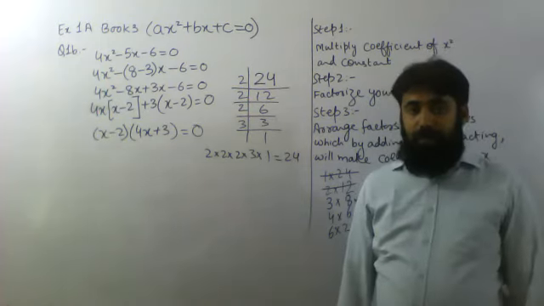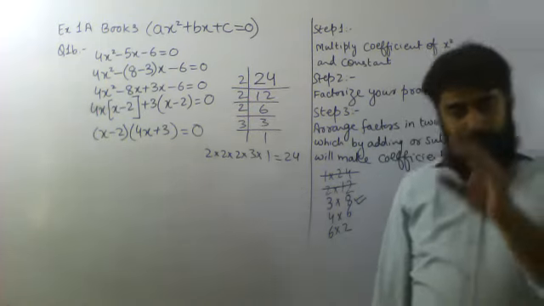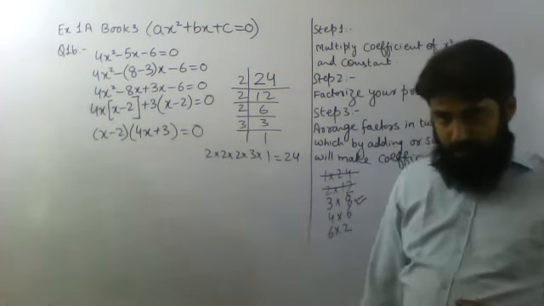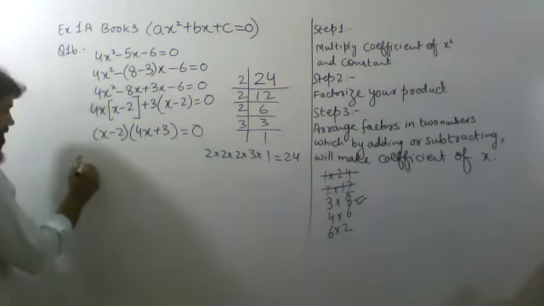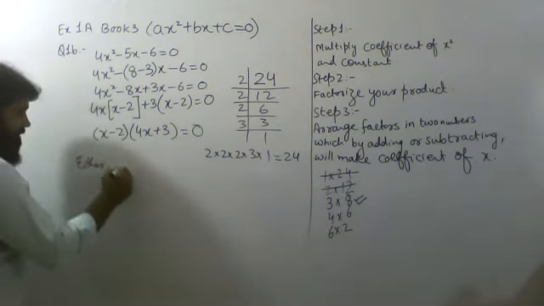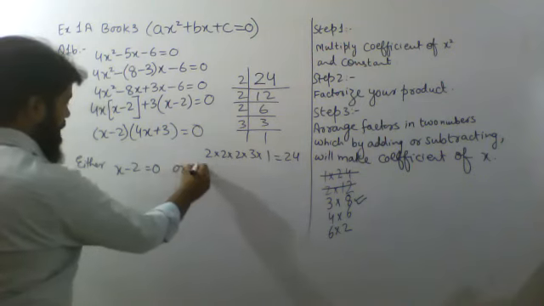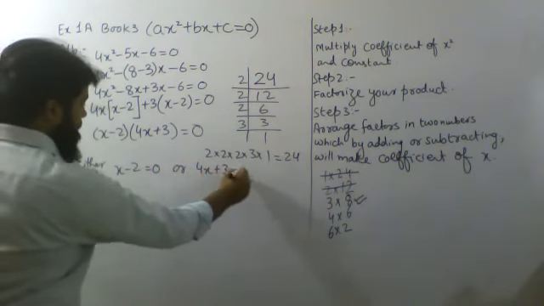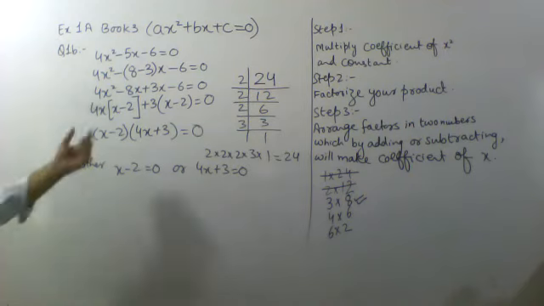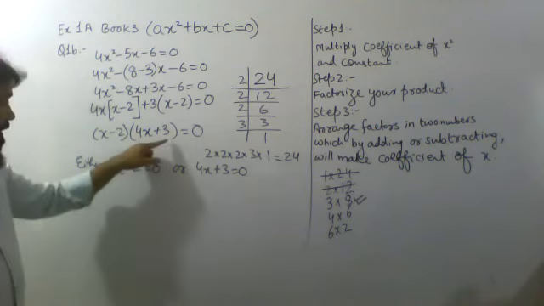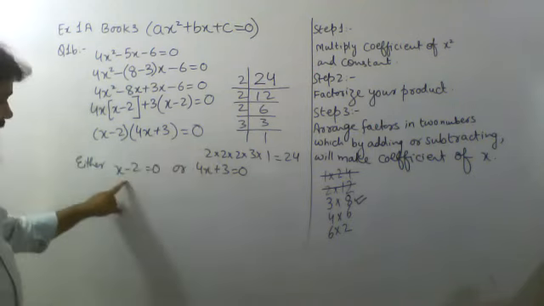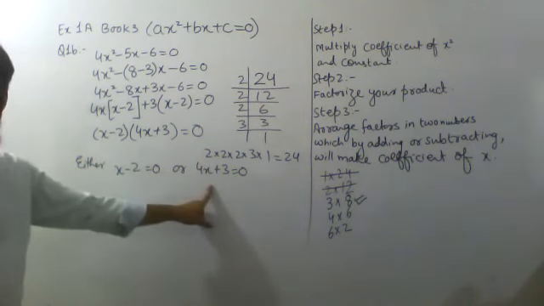When will that happen, that the product of two numbers or two values comes equal to 0? It will only happen when either your first number is 0 or your second number, or second bracket, is equal to 0. Either this is equal to 0 or this is equal to 0. Only then the product will be equal to 0. So I've written them separately: either x minus 2 equals 0 or 4x plus 3 equals 0.